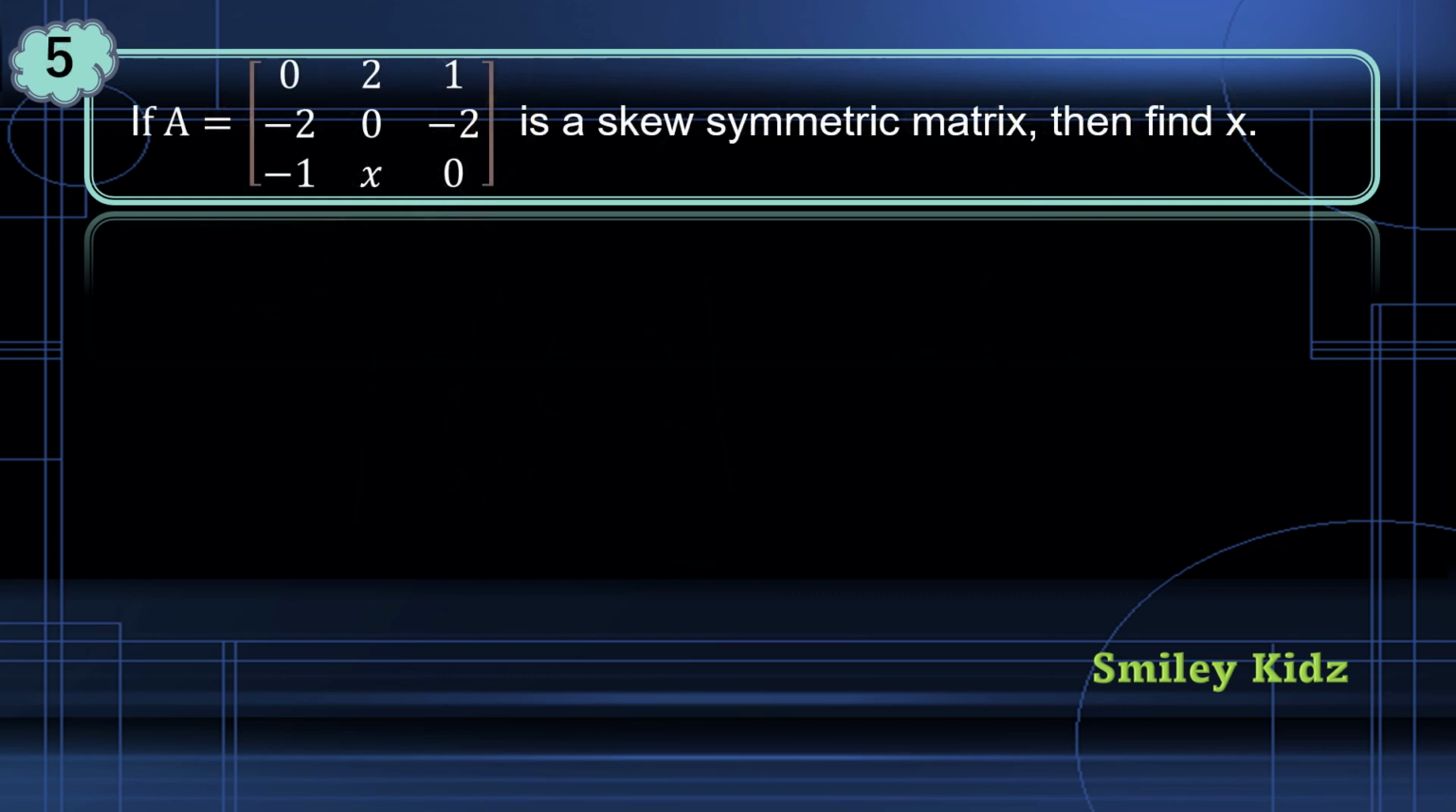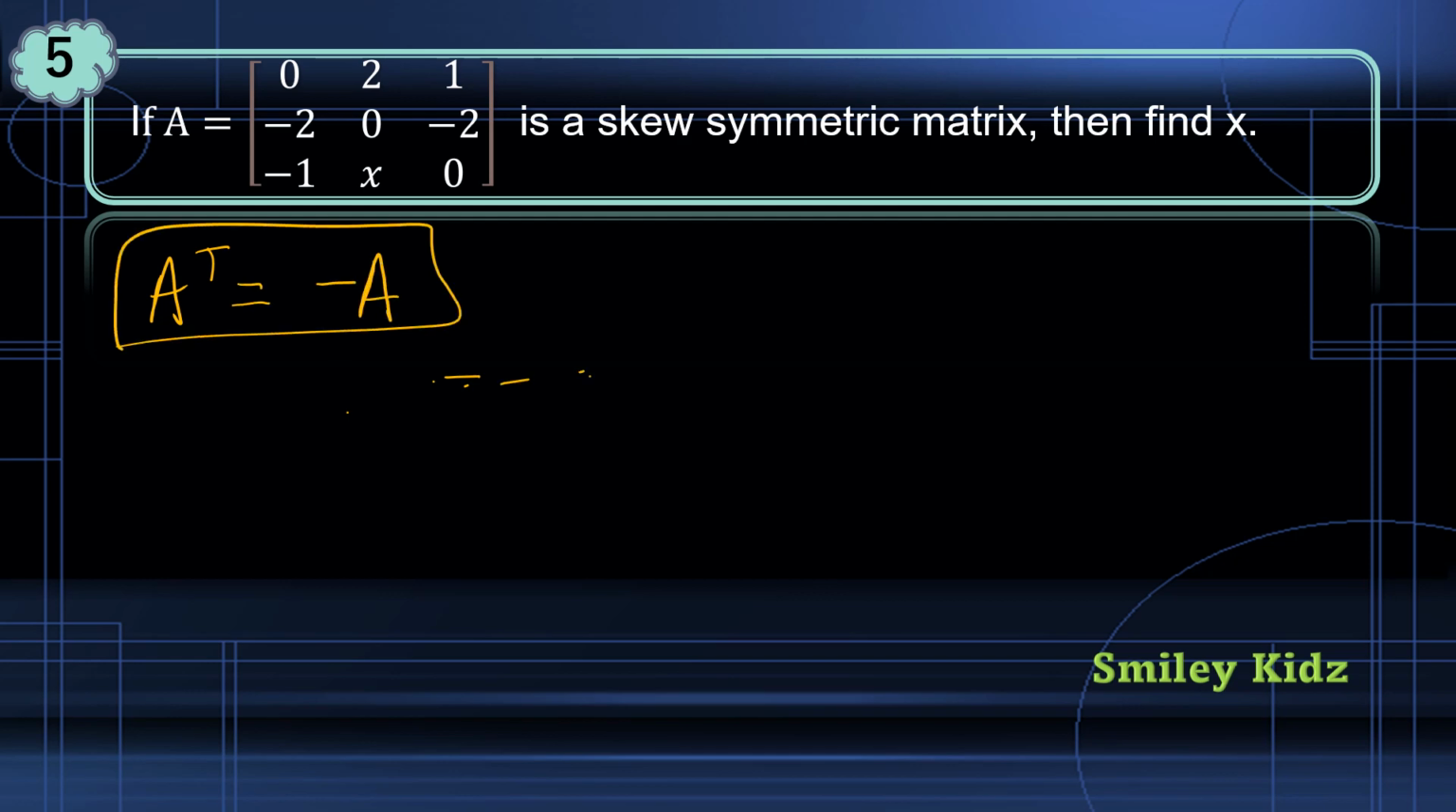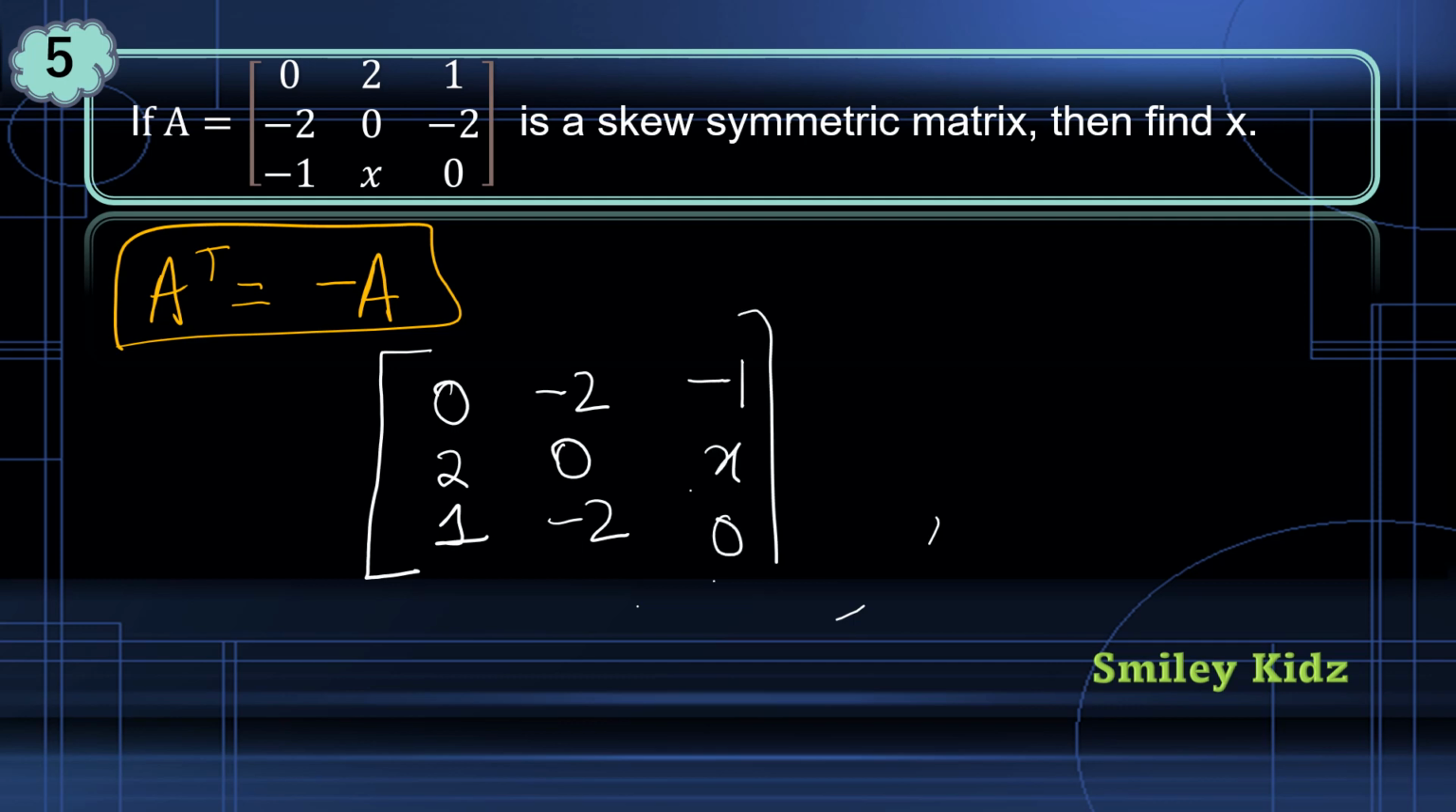Moving forward, we are given one matrix which is a skew symmetric matrix. Then we are going to find out the value of x. Now in a skew symmetric matrix, A transpose will be equal to minus A. That is something we know. Alright, let's take out A transpose then. So what is A transpose over here? 0, 2, 1, minus 2, 0, minus 2, minus 1, x, 0. This is my A transpose, which will be equal to minus A. That is, if I multiply minus with all the elements, I'll get minus A, isn't it? So let me do that.